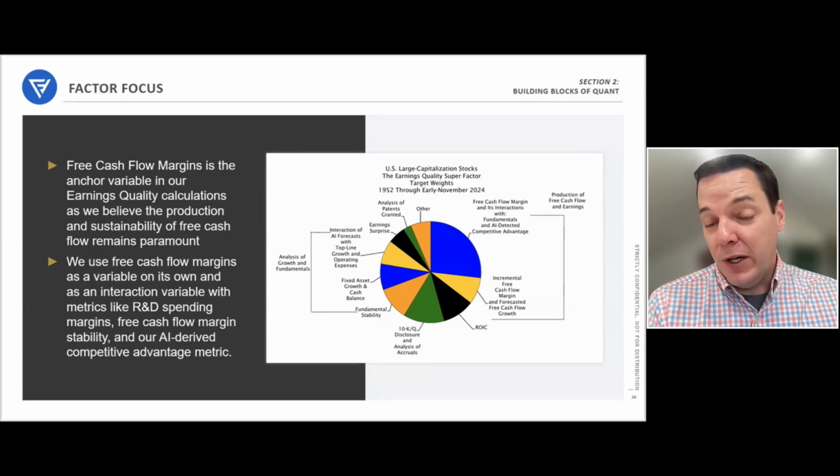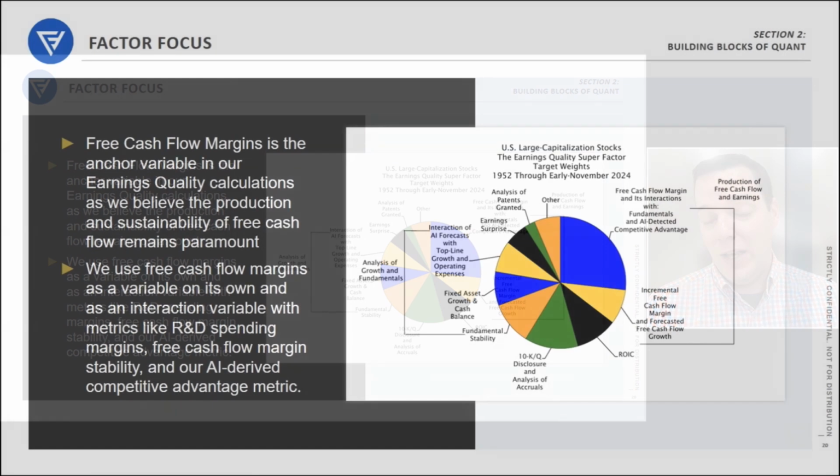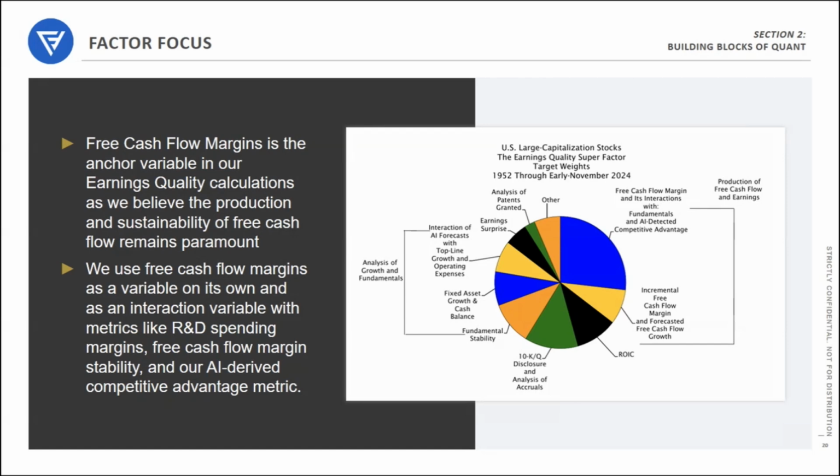We also look at incremental free cash flow margins, looking for companies that are squeezing an extra dollar of free cash flow production out of their sales. That's a positive signal. And we also do look at forecasted free cash flow growth.